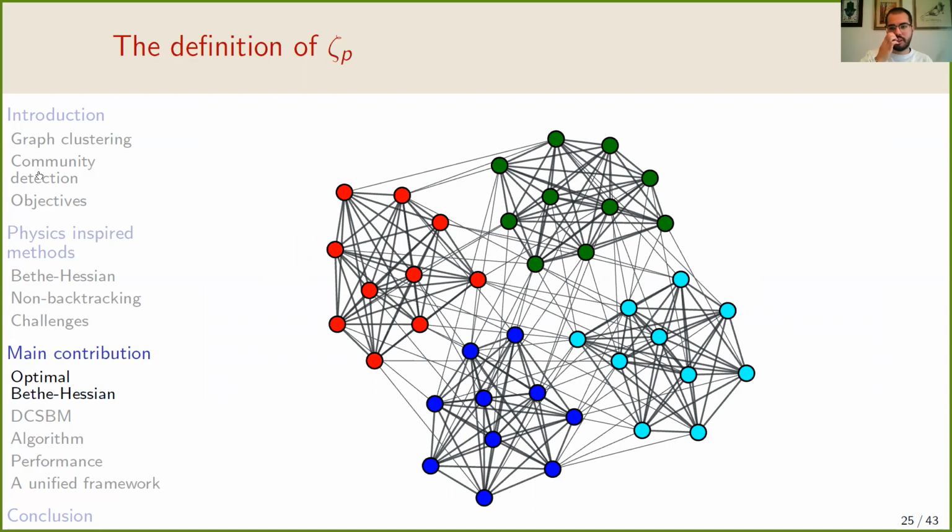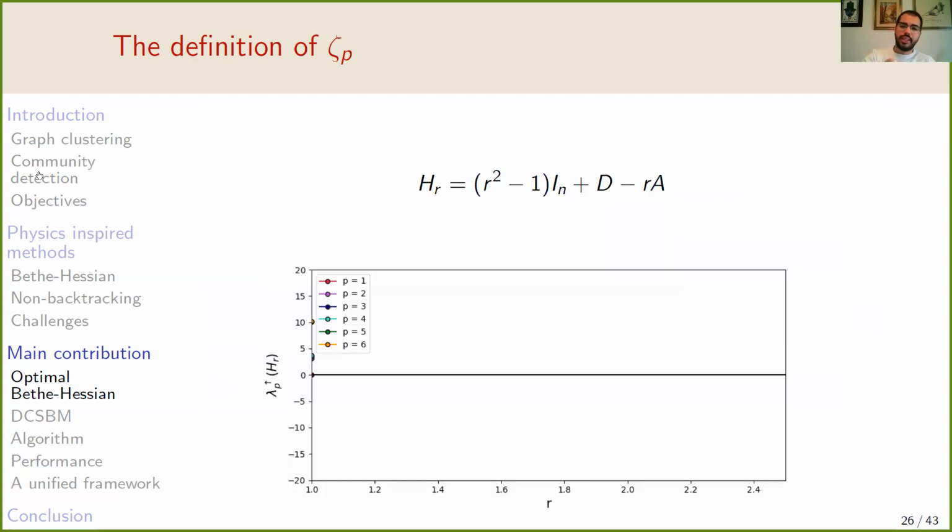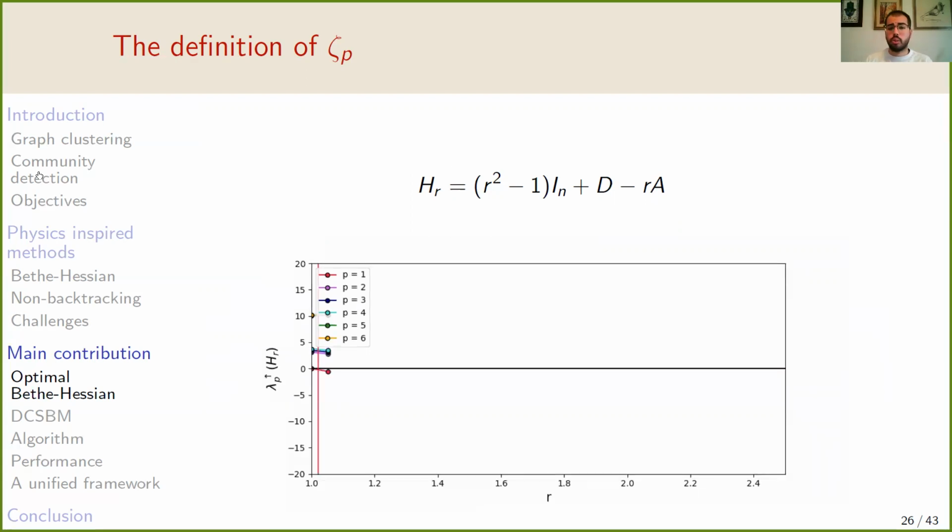Now, to understand this definition a bit better, we will look at this graph, which is made by 4 cliques and some extra edges. And this is a graph which has undeniably 4 communities. So I plot on the x-axis the value of r, which goes from 1 to 2.5 approximately, and on the y-axis, the smallest eigenvalues of the matrix H_r. Starting at r equal to 1, the smallest eigenvalue is equal to 0, all others are positive. Then when we increase the value of r, the first one becomes negative, and the following decrease until eventually the second hits 0. This is precisely the value of zeta_2.